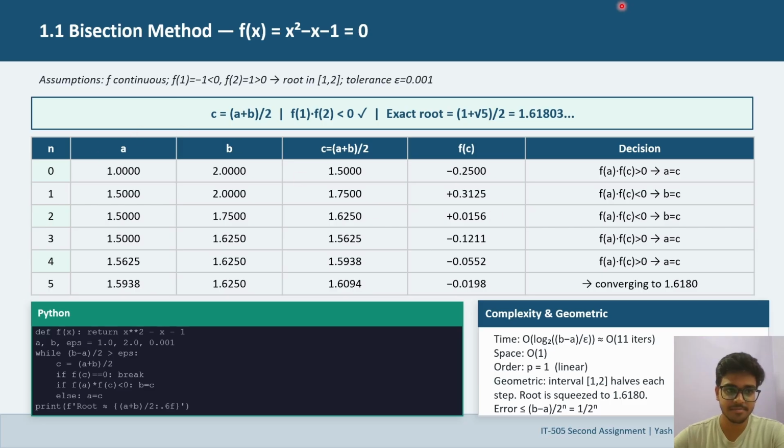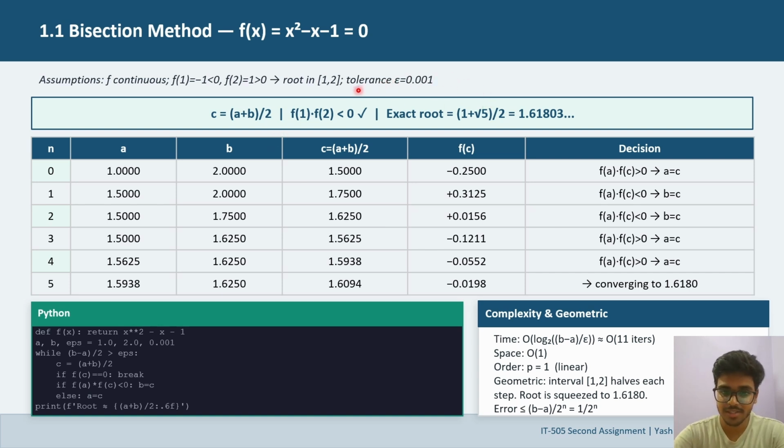Bisection method. Assumptions: f is continuous. f(1) times f(2) is −1 times +1, which is negative. So a root exists between 1 and 2 by the intermediate value theorem. I use tolerance epsilon equal to 0.001.